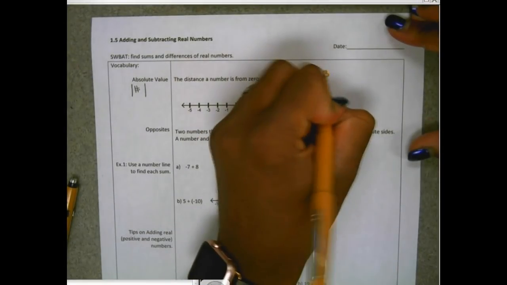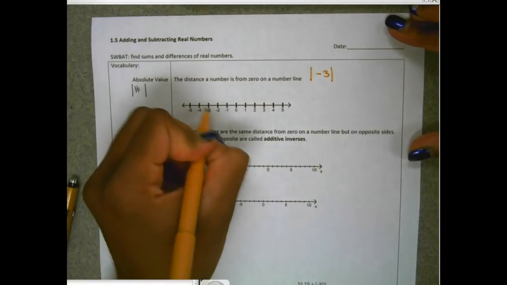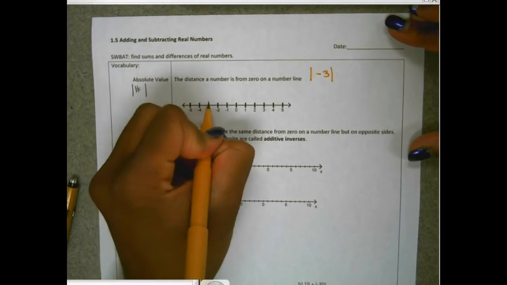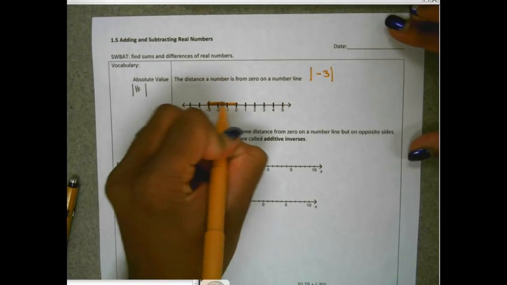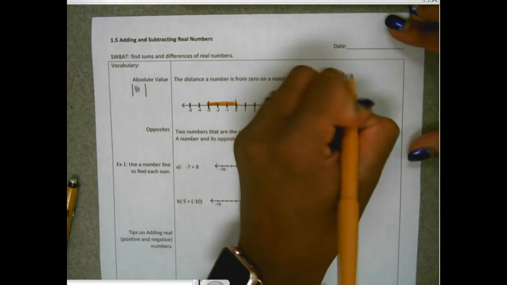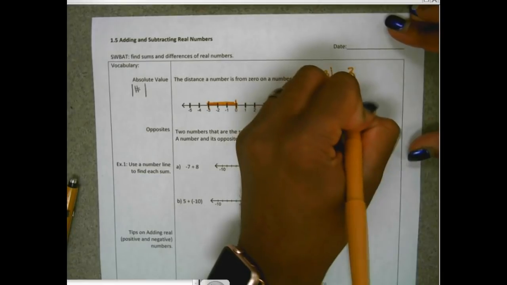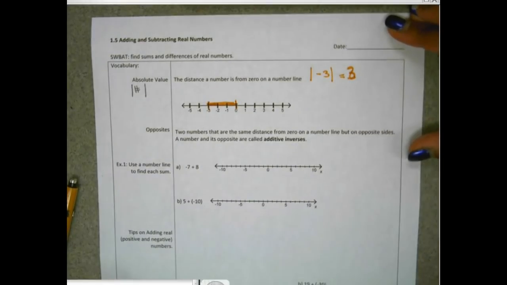So here's 0. Let's say I wanted the absolute value of -3. Well, I'm going to look at -3, and its distance is 3 units away from 0. Oops, I almost wrote 0. So the absolute value of -3 is 3.